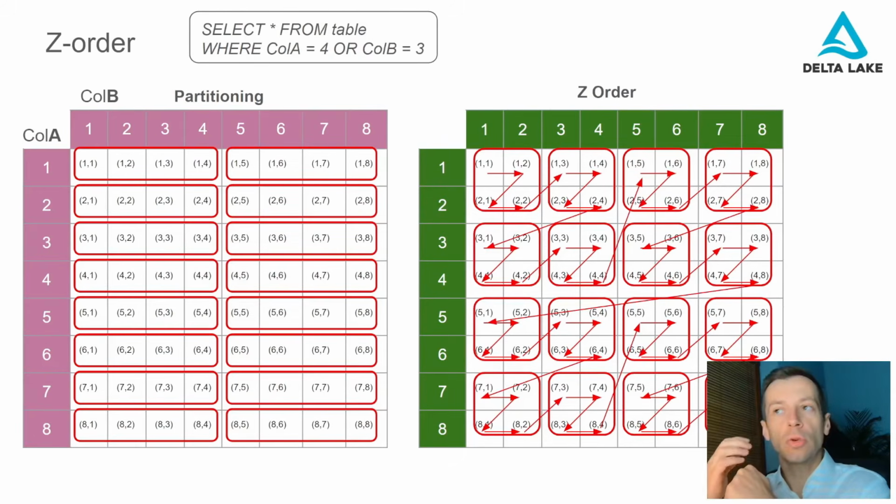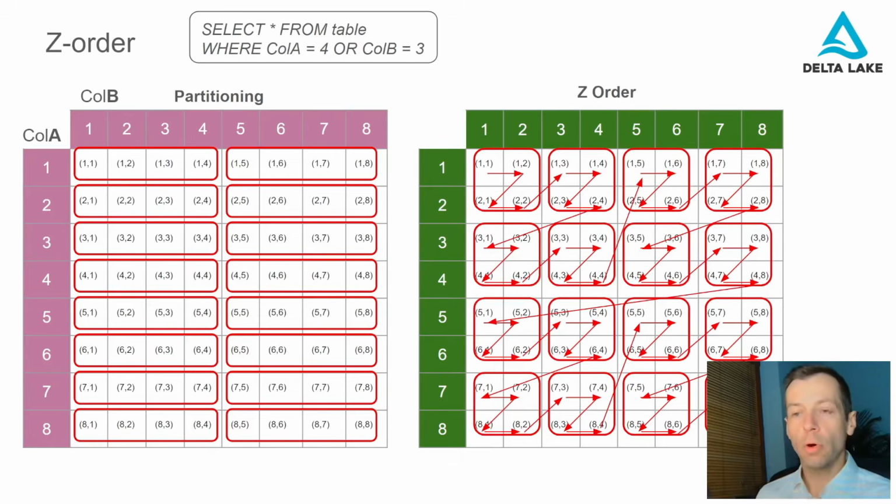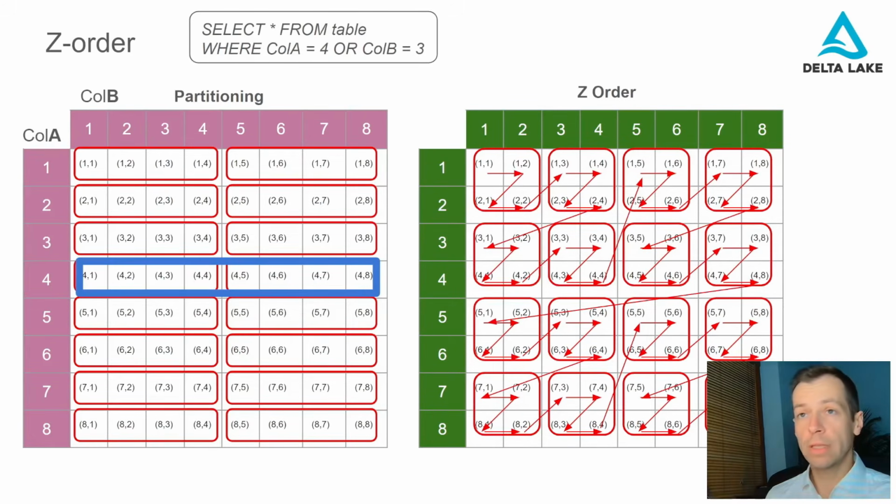And let's try to run that query on the table which is partitioned and on the table which uses the Z order algorithm. And let's see how many files and how much data we actually need to read to return the results to the user. So, starting with the partitioning, column A equals 4 means that we need to read those two files, right? Simple. We take the column A subfolder with the value 4, and we need to read those two subfolders in our case.